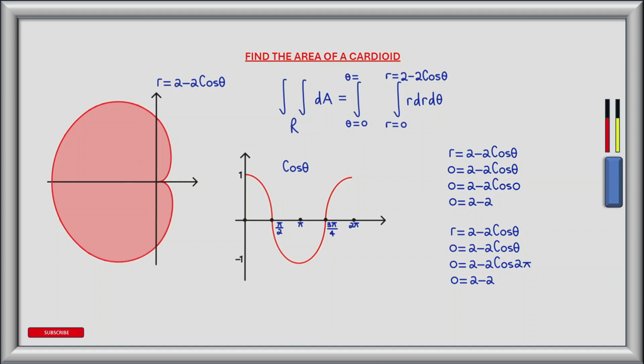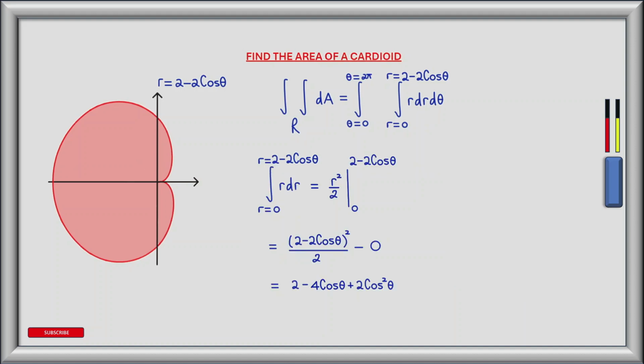We know that the cardioid is complete at r equals 0, so we have the same equation when we plug 0 in for r. So 0 equals 2 minus 2 cos theta. Again, the cosine of theta must equal 1 for this equation to be satisfied, and using the graph of cosine, we see that the second instance where this is the case is where theta is equal to 360 degrees or 2 pi radians. When we plug 2 pi into our equation for theta, we see that our equation is now satisfied. So theta equals 2 pi becomes our upper limit of integration for the outer integral.